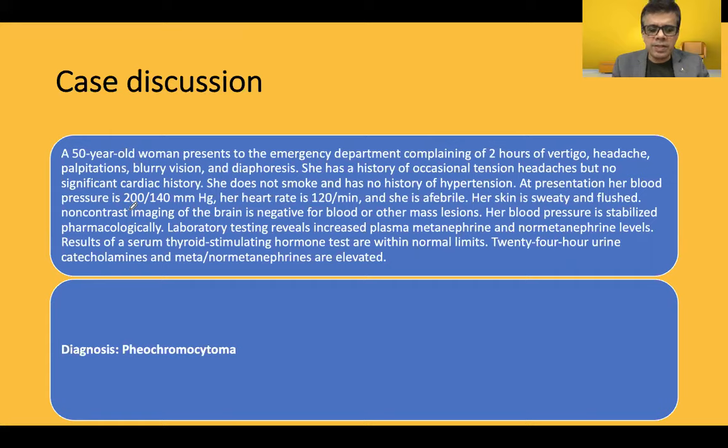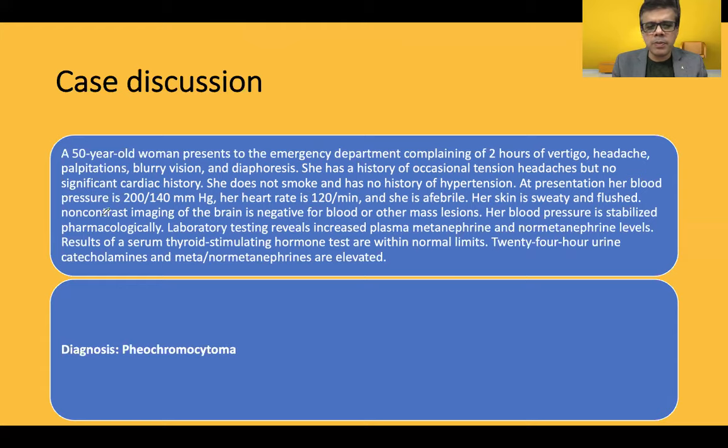Coming to the case discussion, a 50-year-old woman presents to the emergency department complaining of 2 hours of vertigo, headache, palpitation, blurry vision, and diaphoresis. She had a history of occasional tension headaches, but no significant cardiac history. The patient does not smoke and has no history of hypertension.